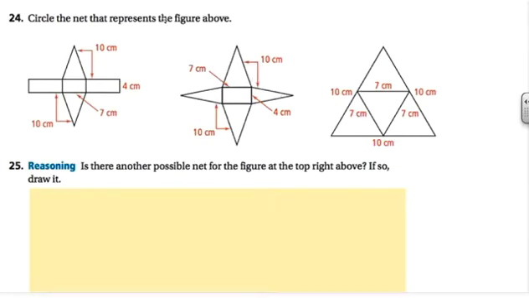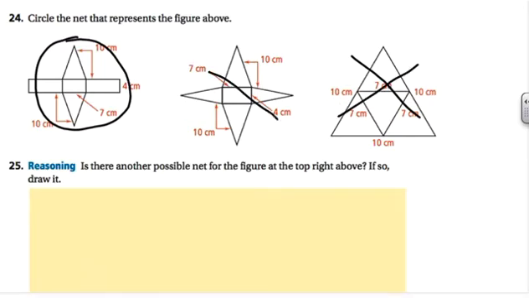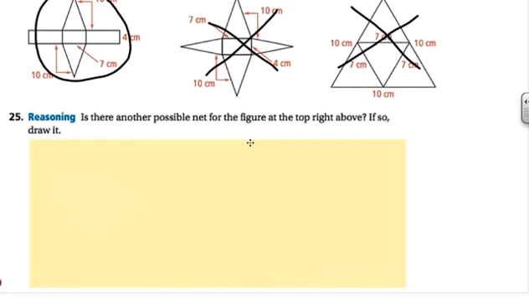Circle the net that represents the figure above. Well, remember we said that it has 3 rectangles and 2 triangles, so the only one that qualifies for that is this one right here, because this one does not have any rectangles and this one doesn't have enough rectangles and has too many triangles. Is there another possible net for the figure? Well, actually there is for this one, and another net for the figure might look something like this. It's very similar to the one drawn, but basically we take the left end and attach it over to the right end.